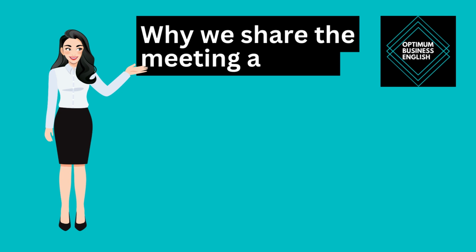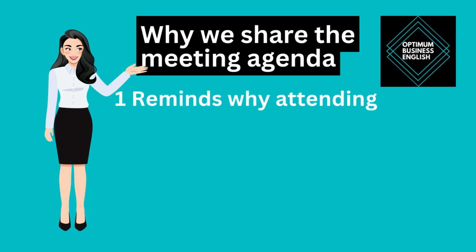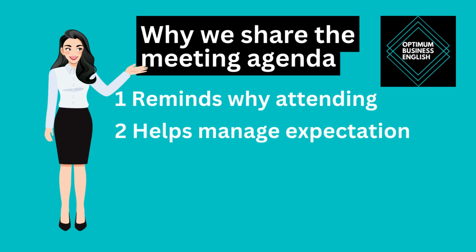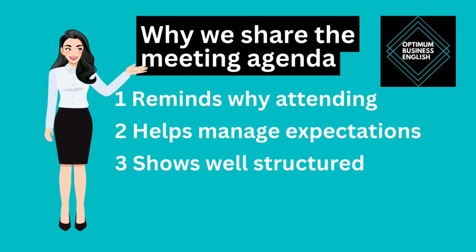We will start by understanding why we share the meeting agenda at all. Firstly, it reminds everyone why they are there. It also helps to manage expectations, in the sense that everyone knows what will be discussed and in which order. Next, an agenda shows that the meeting lead or chair has carefully thought about the meeting, what is needed for it to be a success, and how to get the most out of the time spent.